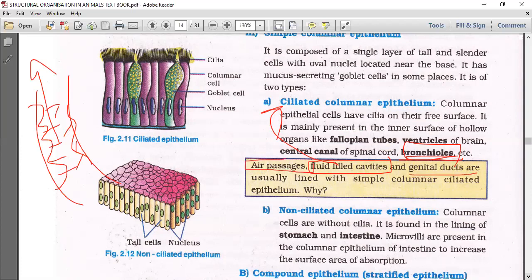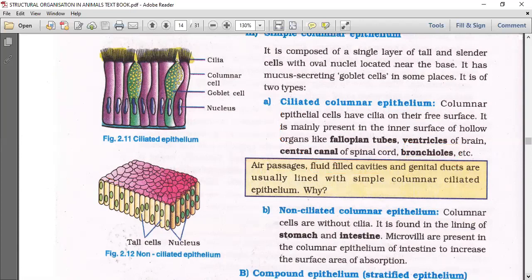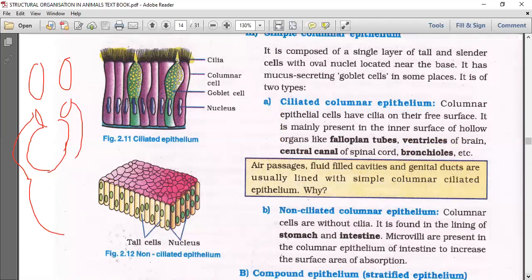Who is next? Genital ducts, talking about the fallopian tube. This is a pair of ovaries, oviduct, infundibulum, ampulla, isthmus. I am not going to explain the total female reproductive system here, just showing. This is the area of the fallopian tube, which contains ciliated columnar epithelium. So why do they have it?